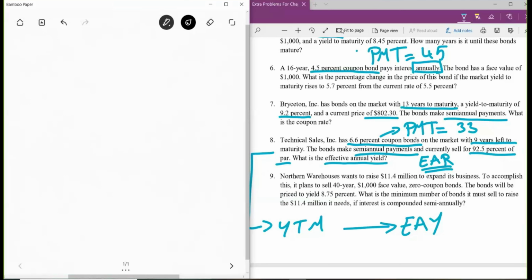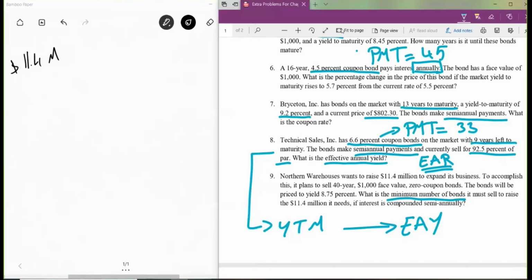Okay, problem 9. Northern Warehouses wants to raise 11.4 million. In order to raise that amount of money, the company will sell 4-year, 1,000 face value, zero coupon bonds. The bonds will be priced to yield 8.75%. We need to find the minimum number of bonds it must sell to raise the $11.4 million it needs, given that interest is compounded semi-annually.